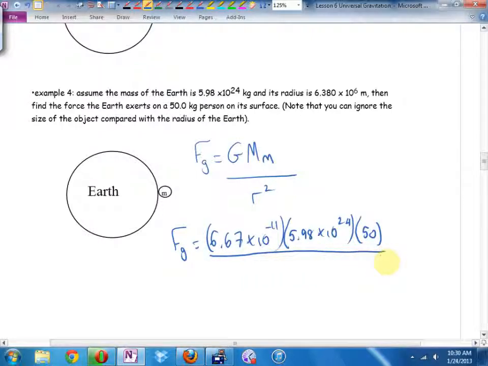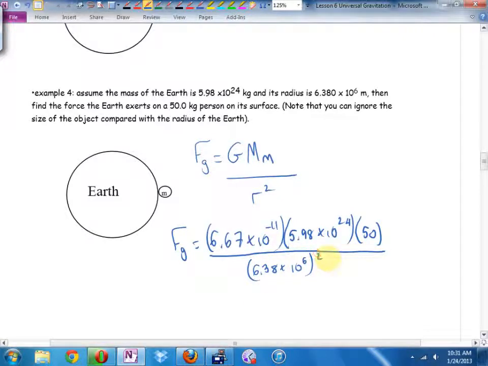divided by the radius of the Earth. Now, it's technically the distance between the center of the Earth and the center of mass of the person. But since the radius of the Earth is so huge and the height of the person compared to that is so small, I'm not going to try to include the height of the person. It's not going to make a difference. That's that little note I wrote there in brackets. You can ignore the size of the object when you're comparing it with the radius of the Earth, because the Earth is so huge. What's the radius of the Earth? 6.38 times 10 to the 6th.